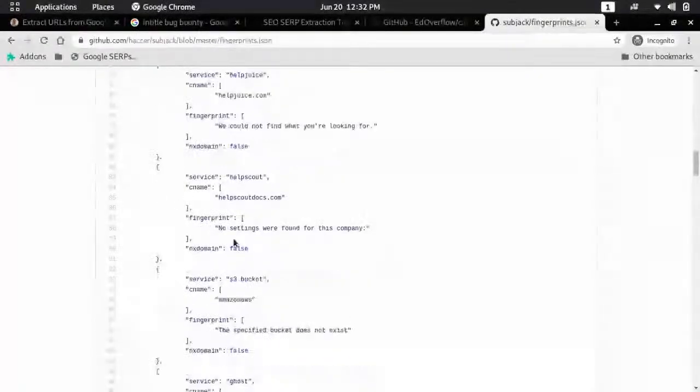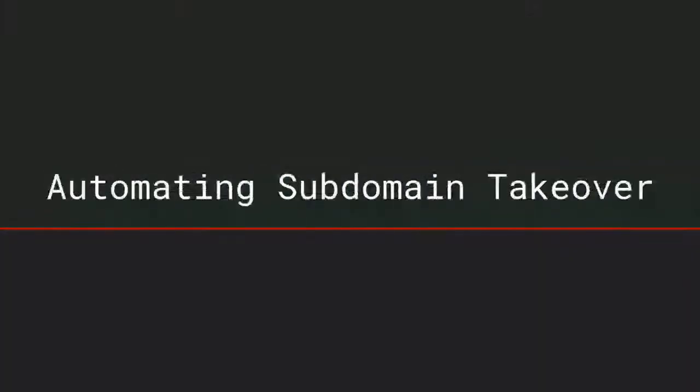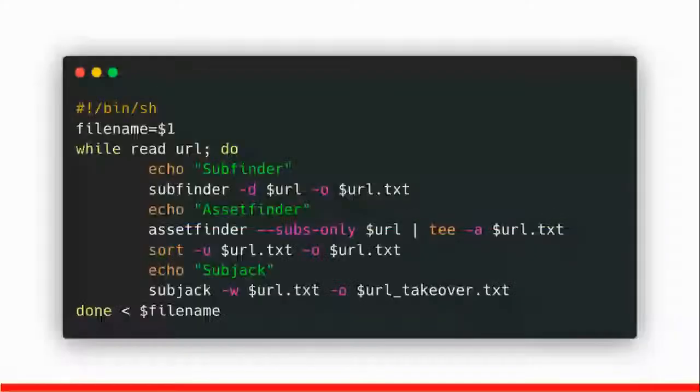Now once we have found that a particular subdomain is vulnerable, we need to automate it. We can't just enumerate subdomains for a single domain, then pass them to Subject and check whether they're vulnerable or not. We have to perform this on a large scale. So how did we automate it? We have just written a small script, and this script is modifiable. You can tweak it according to your own needs.